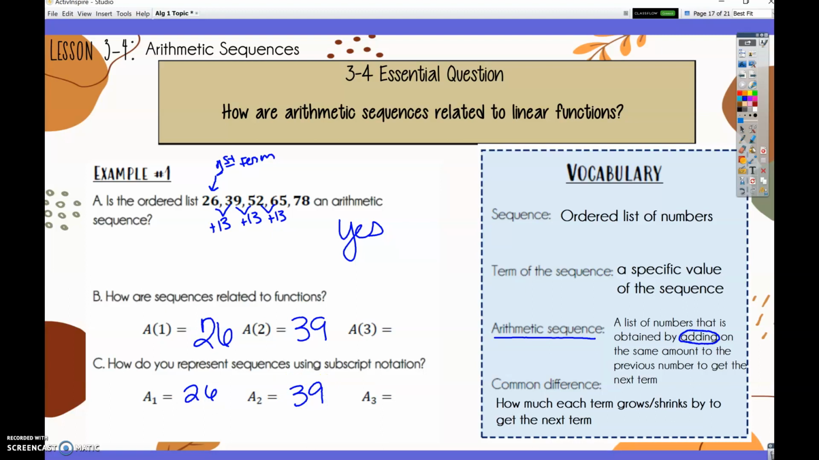One last vocabulary term to note is a common difference. That's how much it is between the first term and the second term, or the second term and the third term. What is your sequence changing by? It may be important to note that your common difference can be both positive or negative, depending on if your sequence is increasing or decreasing.